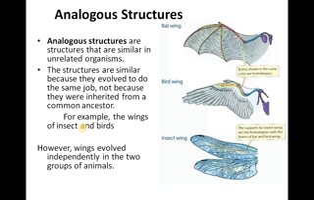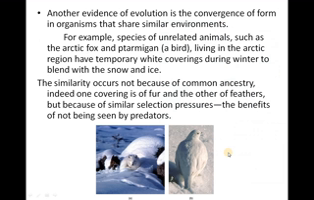Coming to analogous structures, analogous structures are structures that are similar in unrelated organisms. The structures are very similar because they evolved to do the same job, not because they are inherited from a common ancestor. For example, the wing of an insect and a bird perform a single function, that is flying. However, structurally they are very different.